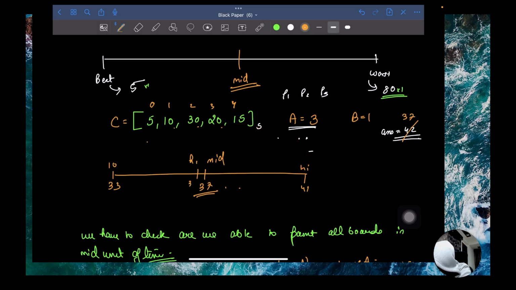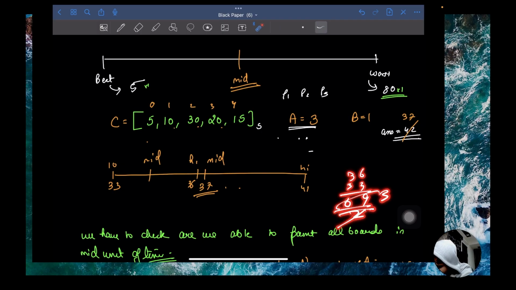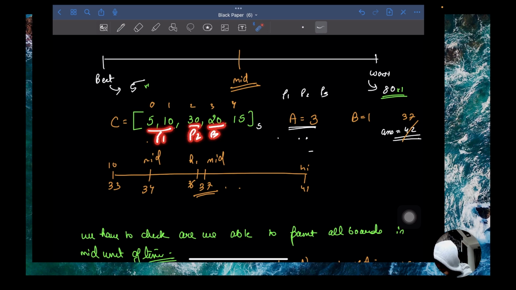High comes as 36. We calculate mid again. 36 plus 33. 69 by 2. 2 3s are 6. 2 4s are 8. 34. Can we paint in 34? We won't be able to paint in 34. This to painter 1, this to painter 2. But painter 3 can only paint this one. It cannot be allocated the last one. So 34 is not possible.